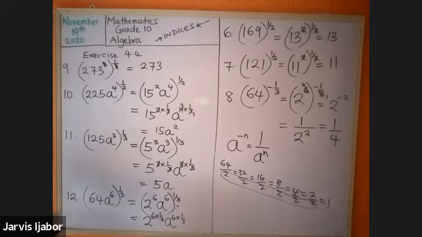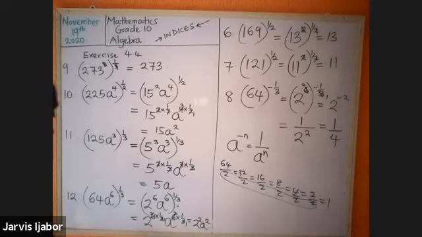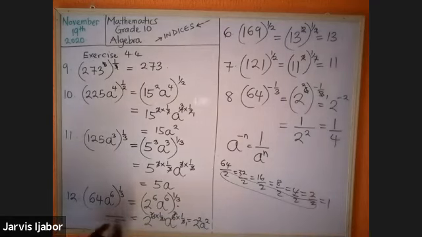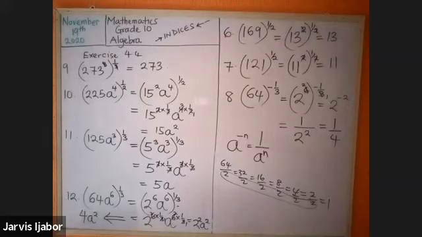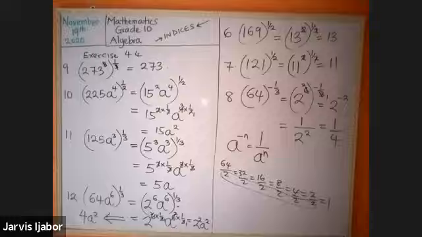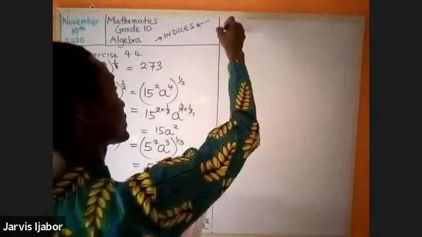And what happens at the end of the day? This will go here 1, this will go here 2, this will go here 1, this will go here 2. And what do you have? This will be 2 raised to the power of 2, A raised to the power of what? 2. Now, by implication, 2 raised to the power of 2 is what? 4. So the answer becomes 4A squared. So 4A squared becomes your final answer. All right, we've just cleared question 12, so we go to question 13.